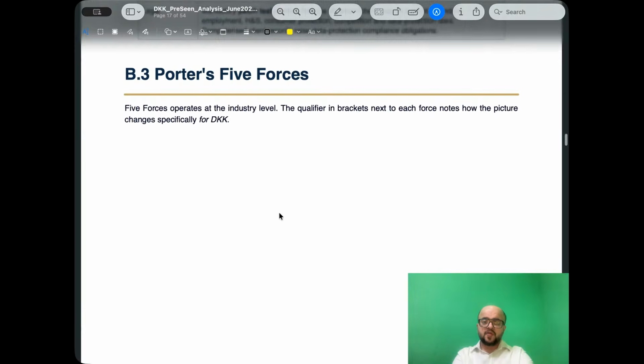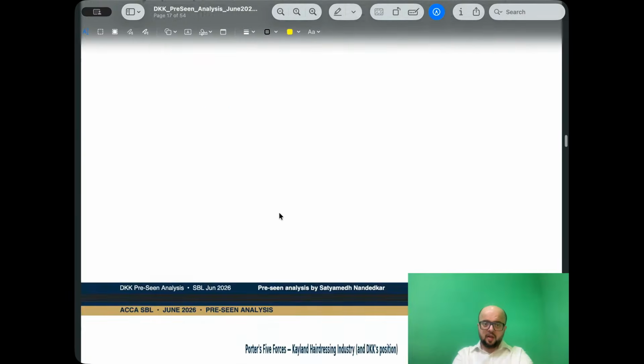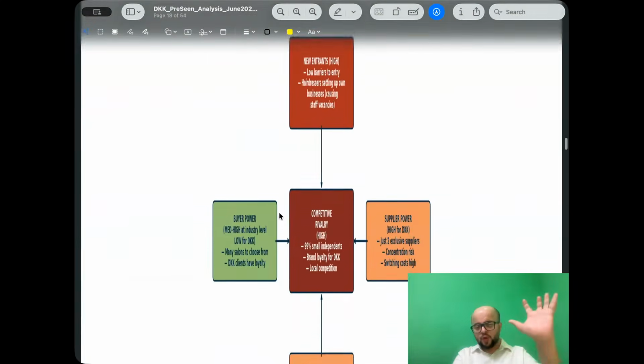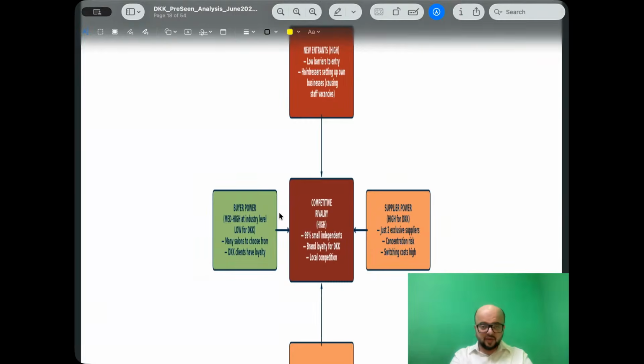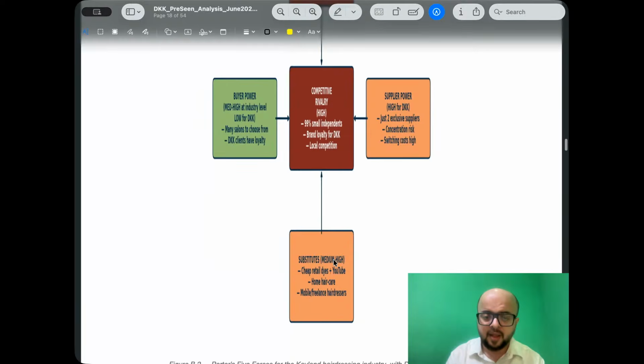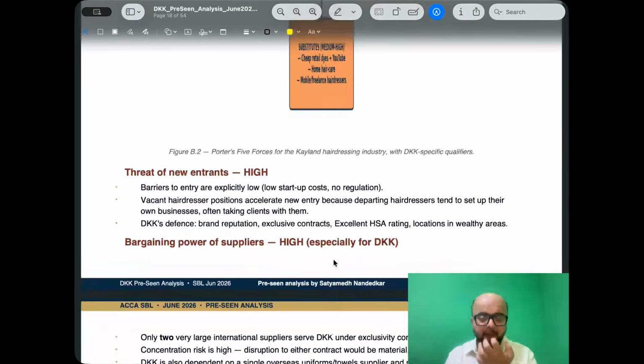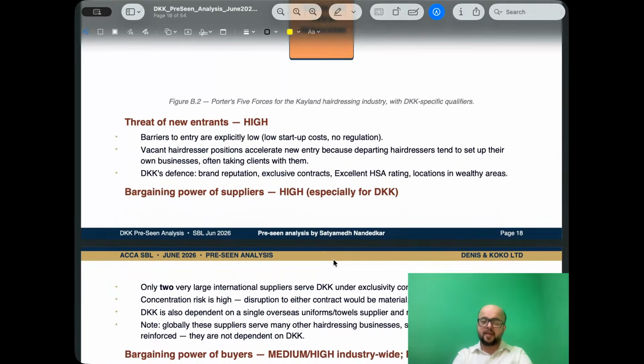Then, Porter's five forces at the industry level. So, what are the five forces? Competitive rivalry, threat of new entrants, bargaining power of buyers, bargaining power of suppliers, and threats because of substitutes. Okay. Threat of new entrants is high. There are practically no barriers to entry, low startup cost, no regulation.